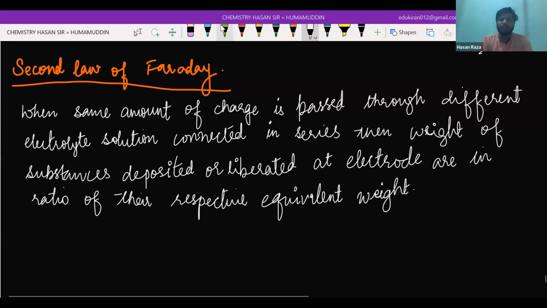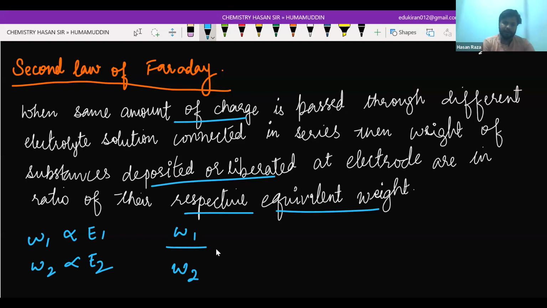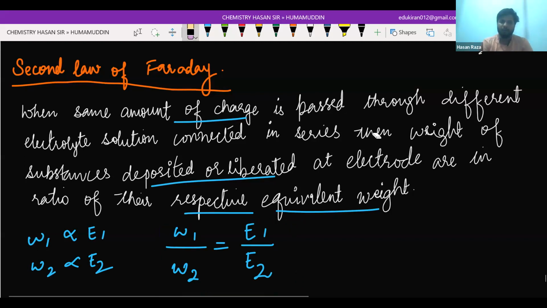So what does it mean? Basically, same amount of charge is passed through different electrolyte. If you are going to pass same amount of charge, then the weight deposited in both the systems will be directly proportional. Basically the weight of substance deposited or liberated at electrode are in the ratio of their respective equivalent weight. That means we can write this in first system, W1 directly proportional to E1 and W2 directly proportional to E2. So in this second system, we can directly write a relation between these two: their equivalent weight ratio is same as weight deposited ratio. And this is very important. Please do write it.